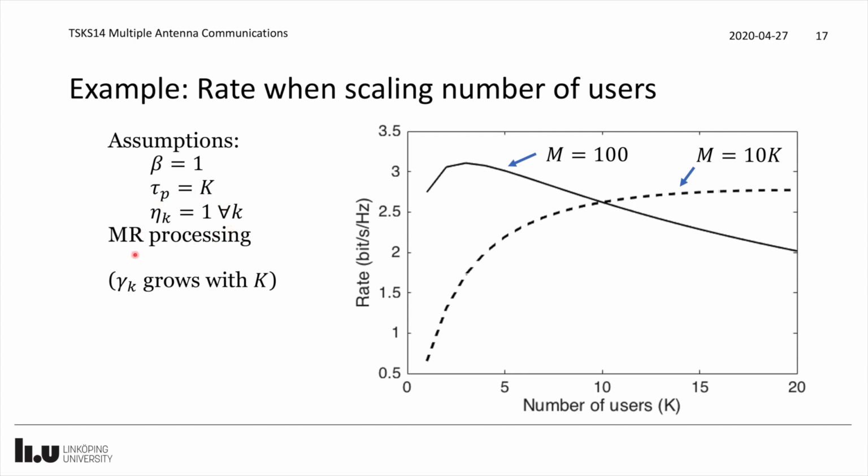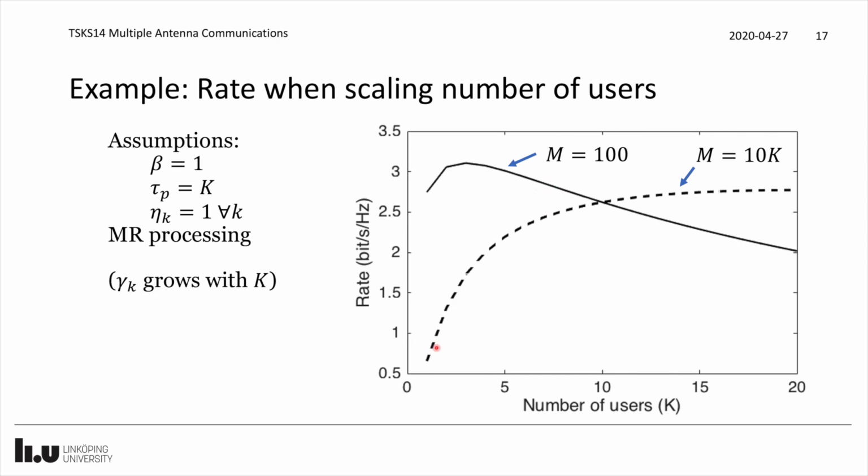And we consider it maximum ratio processing. And here we are showing the rate per user as we are varying the number of users from 1 up to 20. And we consider two different cases. One of them is where the number of antennas is fixed to be 100, and the other case is when we have 10 times more antennas than we have users. So these are two different curves here.